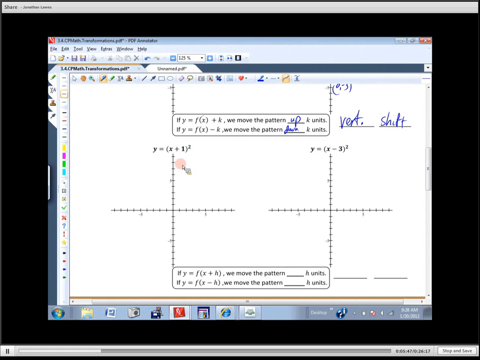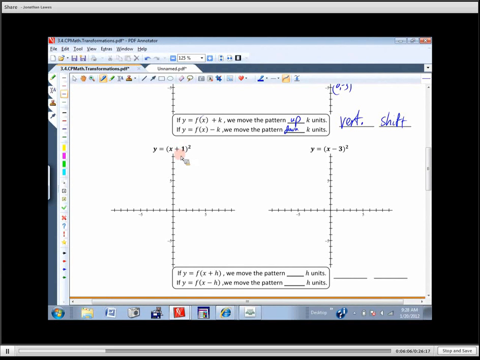The very first change that you make is when you plug in a number, the first thing you do is you add something to it, then you square. Remember, squaring makes that parabola shape. So we're changing the x, so it's going to move it in the x direction. But what's the weird thing about these changes? They do the opposite of what you'd think.